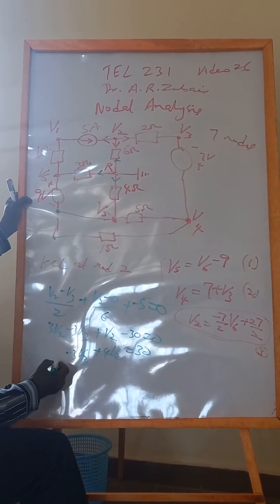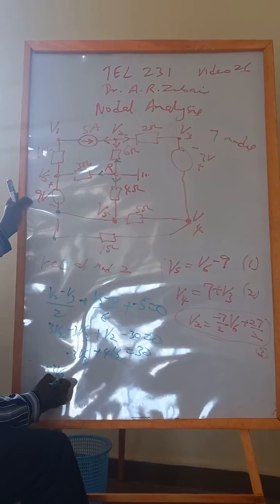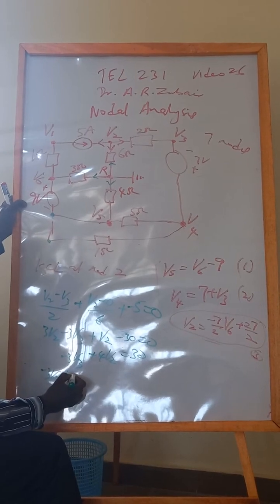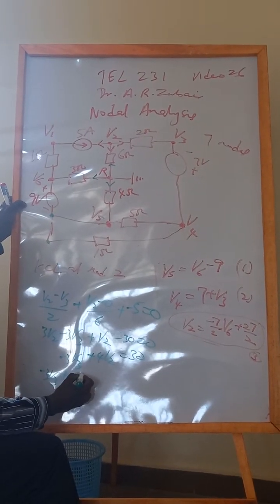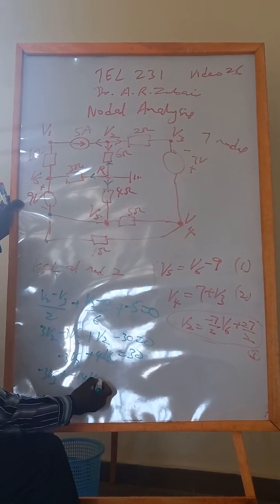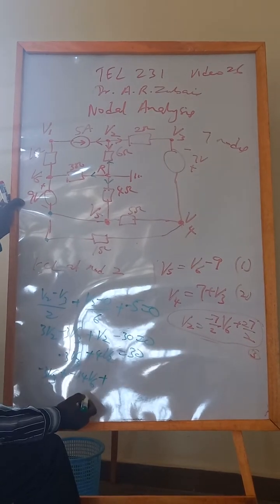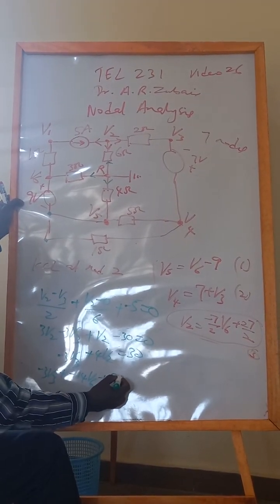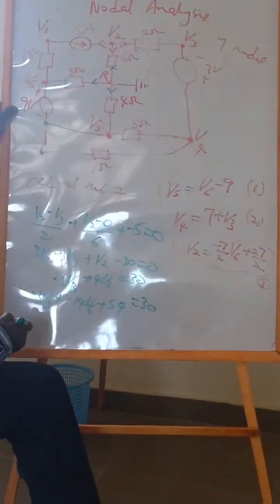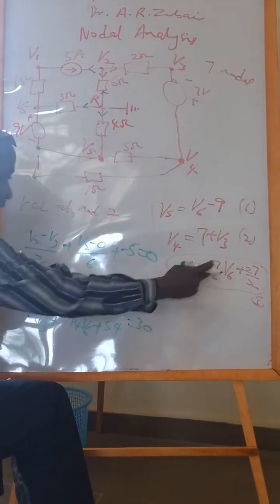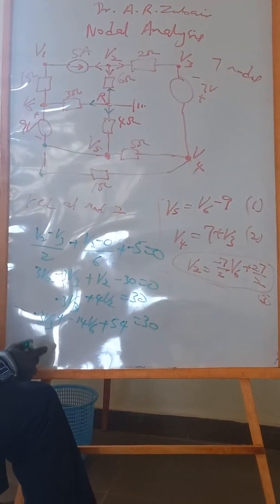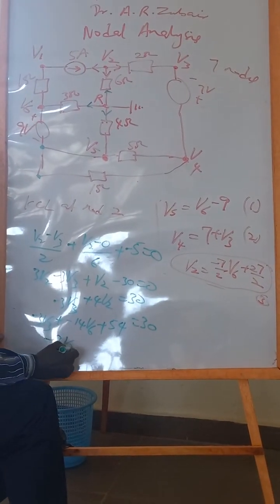Let me substitute for v2. That means minus 3v3 plus, I have to multiply this by 4. So that will give me minus 14v6, then plus 54 equals 30. Let me check again. Multiply this by 4, that will be minus 14. Multiply this by 4, that will be 54. So from here, minus 3v3.